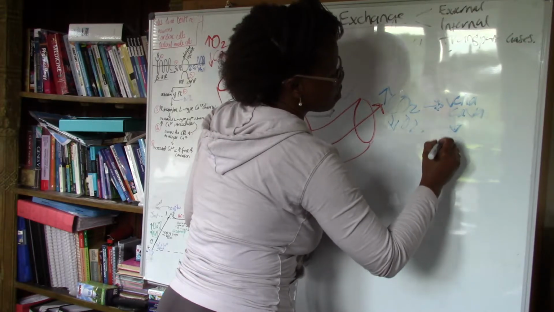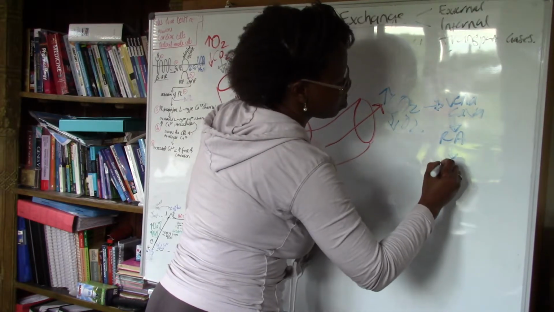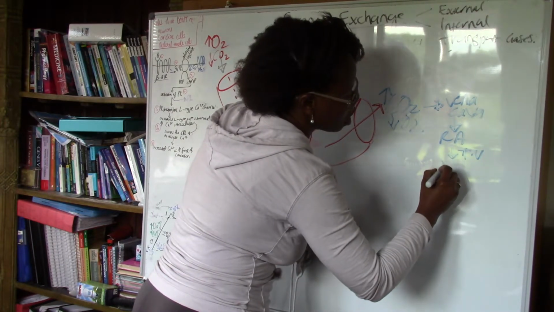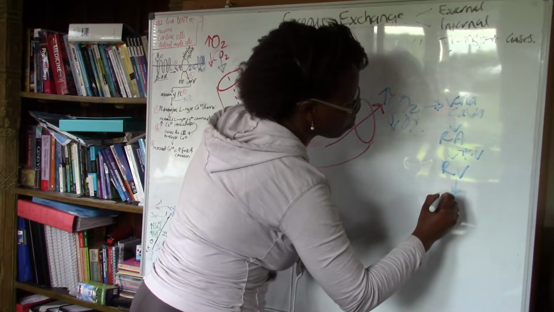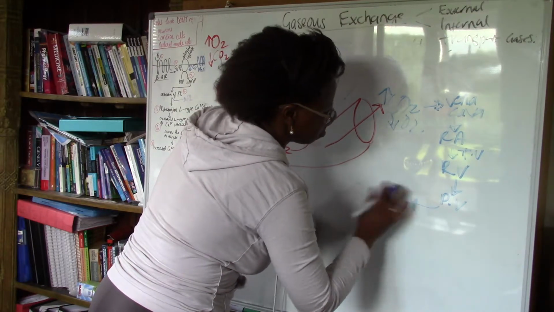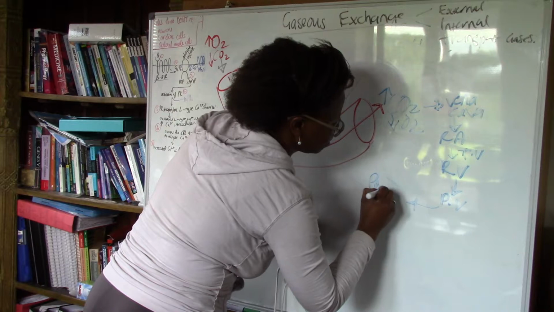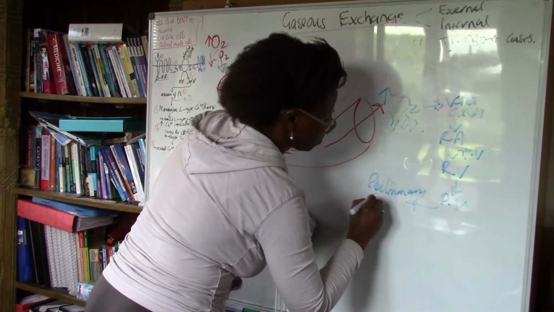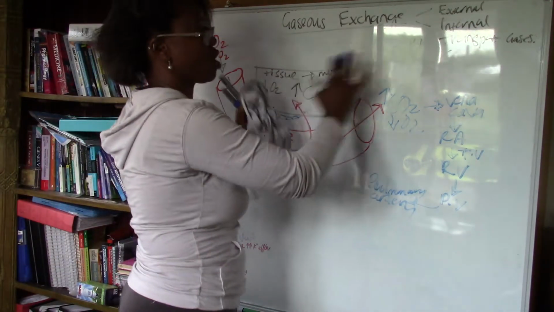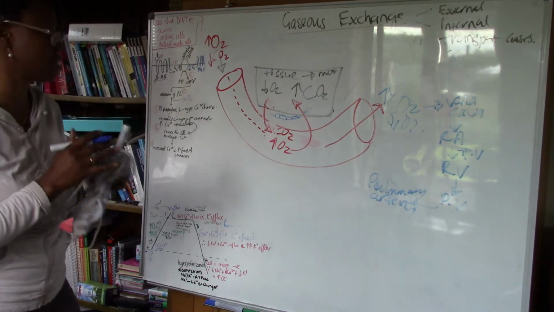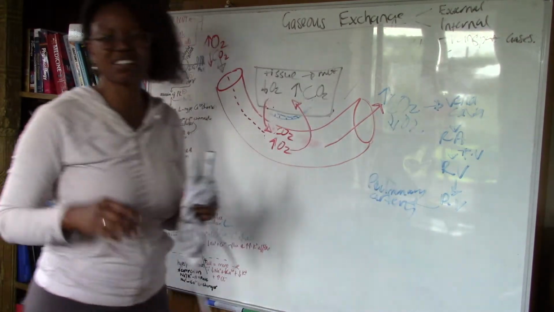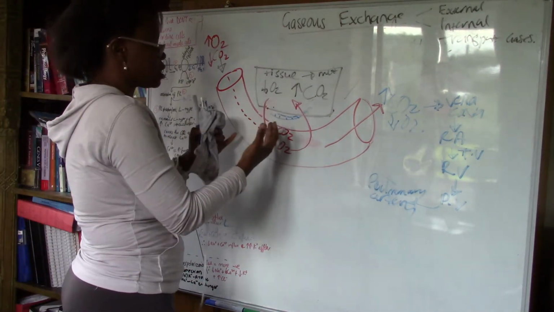and back into the right atrium, through the tricuspid valve, into the right ventricle, through the pulmonary valve, and into the pulmonary artery. And we go back to the lungs. So this is the process for gaseous exchange, the internal and external gaseous exchange. Now we need to talk about the actual transport of these gases. How do they move? How does it happen?